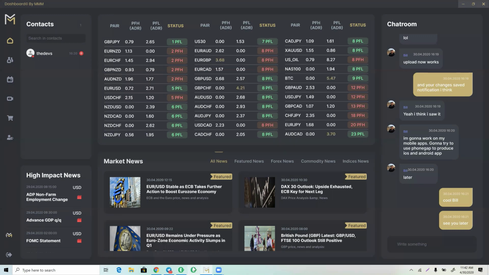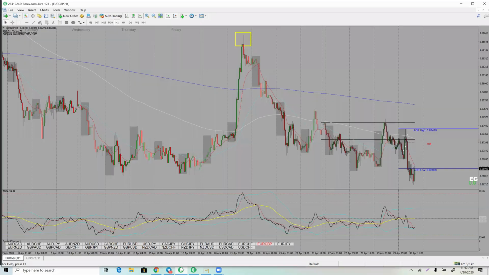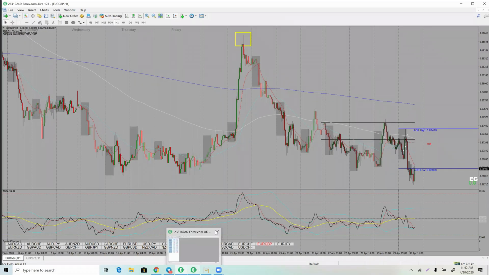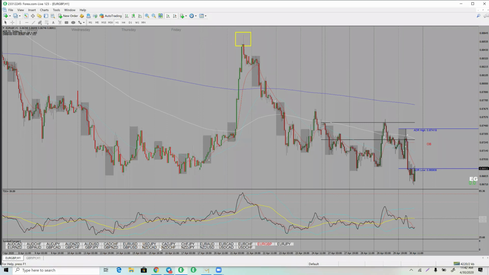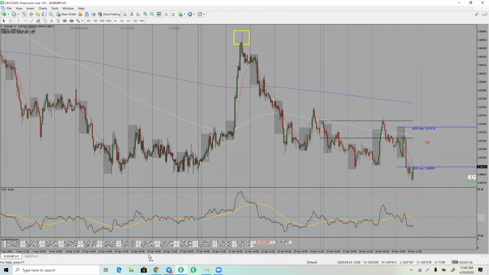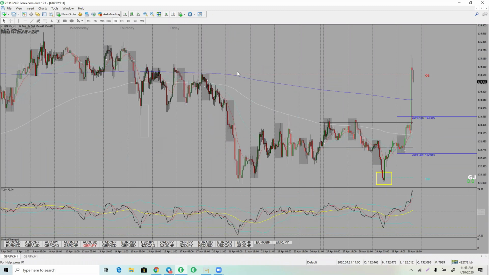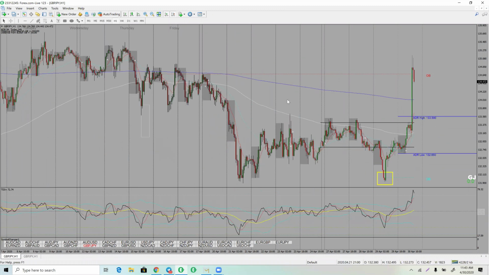Let's come right here. As you can see, pound Japanese yen. Sorry about opening that one. Let's take a look and open pound Japanese yen. Now here we have pound Japanese yen.